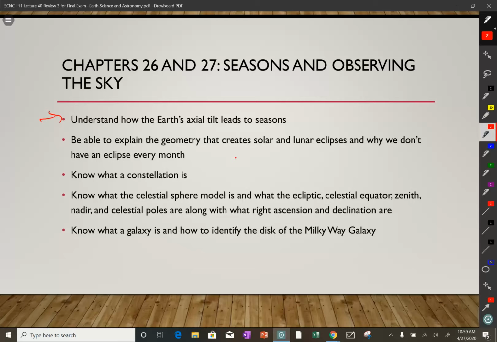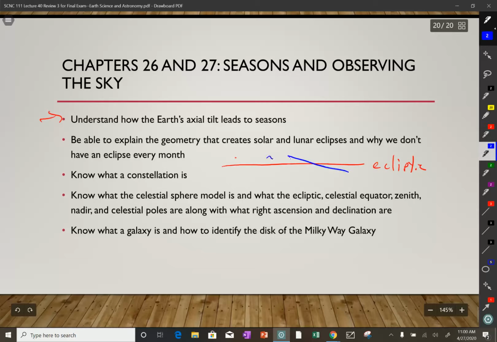They don't occur every month because the plane of the ecliptic, that is the Earth's orbit around the sun, is tilted about 5 degrees from the moon's orbit around Earth. And so usually the moon is either above or below the straight line connecting the sun with the Earth, and thus we don't get eclipses. But when the moon is crossing over the ecliptic, that's when we get eclipses. So we call it eclipse season, and it turns out we get eclipse season, I think it's about every 13 months.